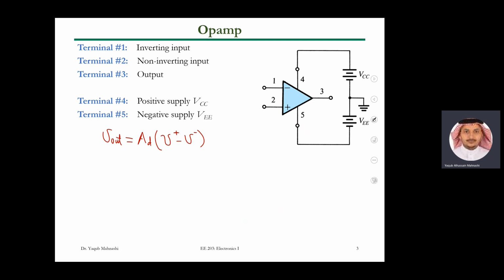And this is the main feature. We need the op-amp to operate like this. We need it to take the difference and amplify the difference. Clear? You take the difference and do what? Amplification.